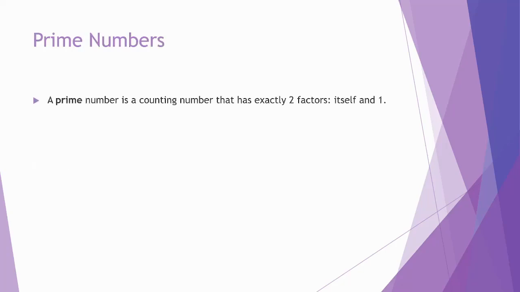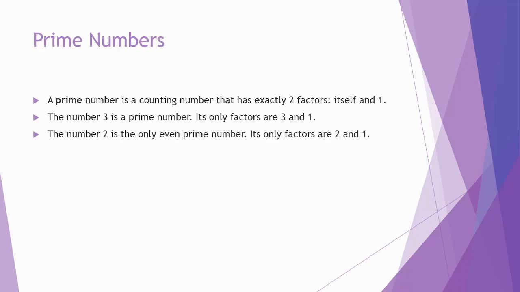Prime numbers are counting numbers that have exactly 2 factors, itself and 1. An example is that the number 3 is a prime number because the only numbers that go into the number 3 are 3 and 1. The number 2 is actually a very special prime number. It's the only even prime number, and it only has the factors 2 and 1. Now the number 1 is not a prime number as it only has 1 factor.